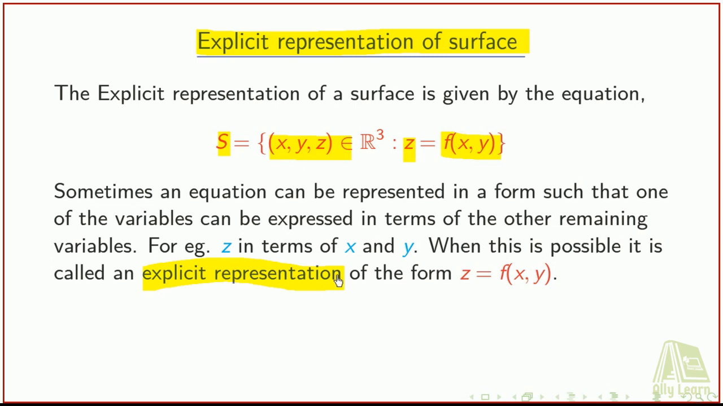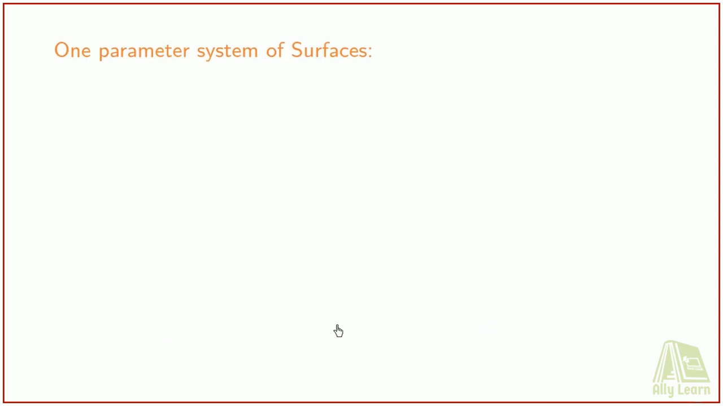Now we move on to one parameter system of surfaces. One parameter means that the equation has one parameter which is again and again changing, so we get a system of equations. So now we'll be studying one parameter system of surfaces. System is coming mainly because the parameter is changing again and again, so we are getting a system of equations, and that is called a one parameter system of surfaces.